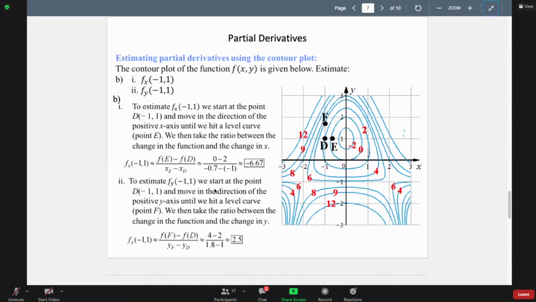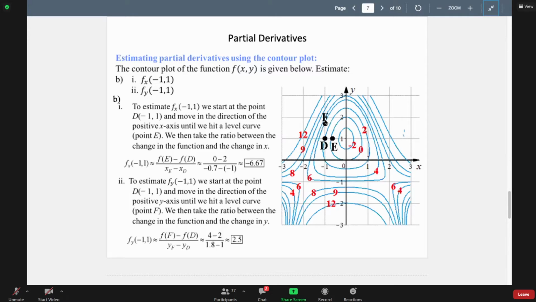It looks like they assumed 1.8, okay? So this coordinate here is maybe 1.7, 1.8. Well, 1.8 is fine. So the difference in X is 0.8. The value of the function at the point F, as you see, is 4. The value of the function at the point D is, as before, 2. So we have 4 minus 2 over 0.8. That's roughly speaking 2.5. And again, it's positive because going this way, we are going up. From D to E, we are going down. From D to F, we are going up.